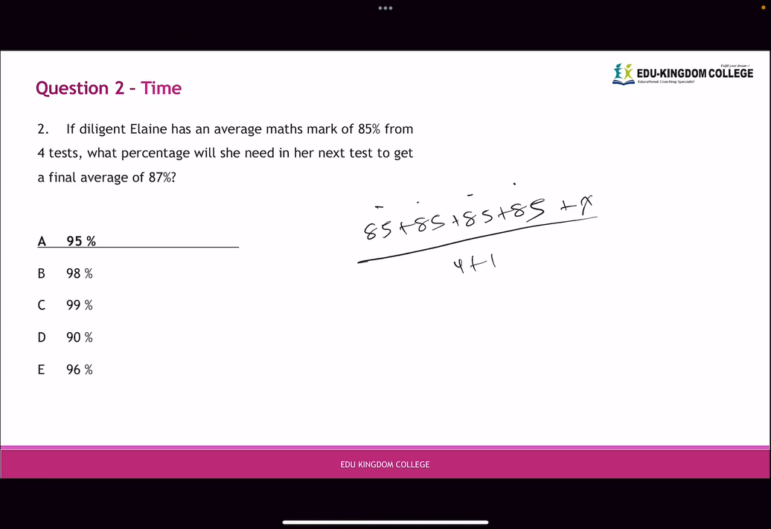Now, this is going to be equal to 87, or we're going to find the X that we require to make the average 87. Now, this is equal to 5. Move it over, we get 435. 85 plus 85 plus 85 plus 85 is 340, plus X means that X has to be 95.